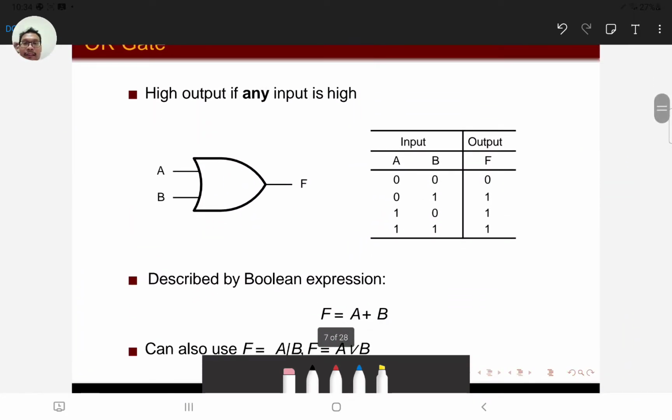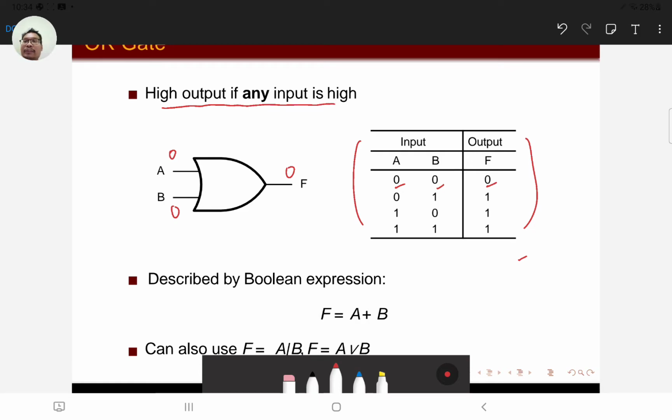So let's look at the OR gate. Given the truth table here, you can also derive the truth table for the AND gate to try yourself. What should be the truth table for an AND gate? But here we are looking at the truth table for an OR gate. For example, if we put 0, 0 on AB, we know that the output is going to be 0. We say here that for an OR gate, we have a high output if any of the inputs is high.